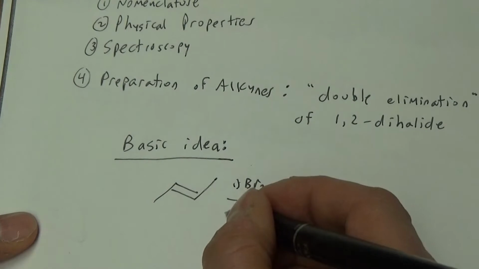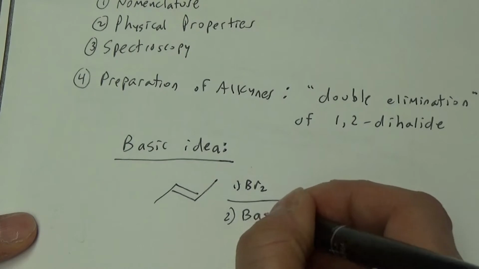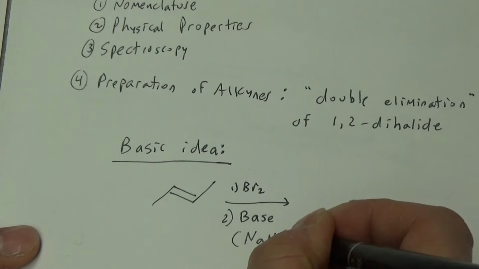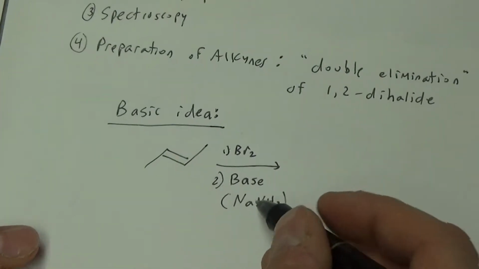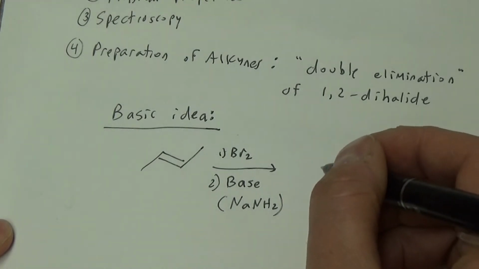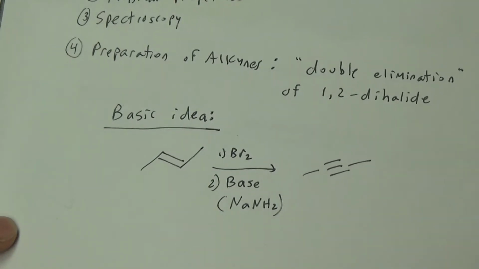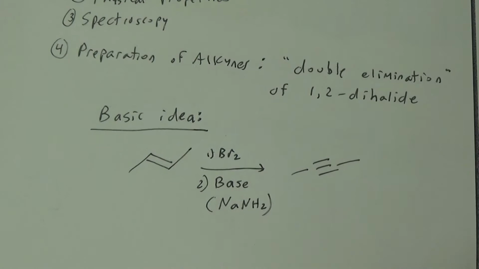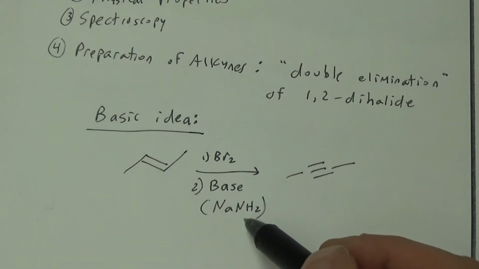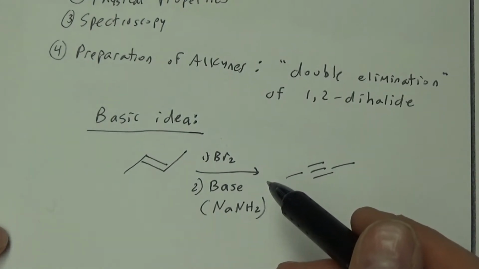Well, but anyway, if we react first with Br2 and then a strong base, like an E2 elimination base like NaNH2. NaNH2 is the base we're going to use, so Br2 and then NaNH2. Then we can essentially generate an alkyne. So this is one of the ways we can make an alkyne: take an alkene, dibrominate it, and then react with base, and it does this double elimination thing. Alright, so let's see what that looks like.